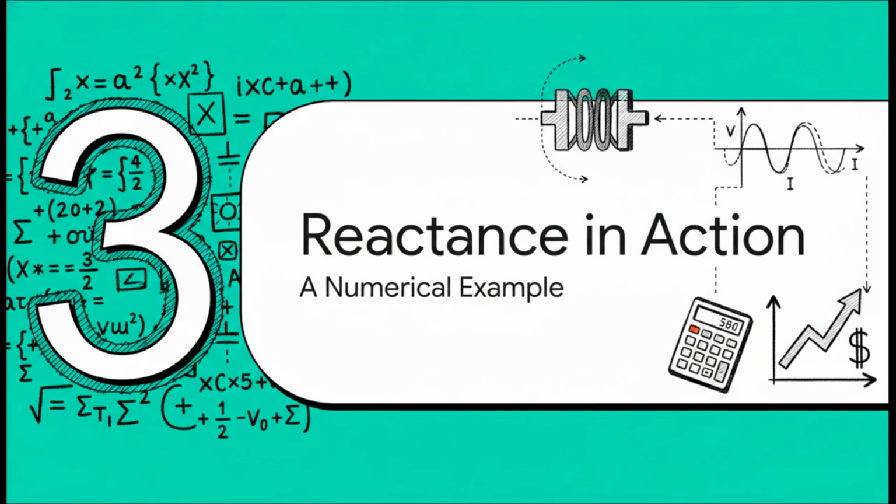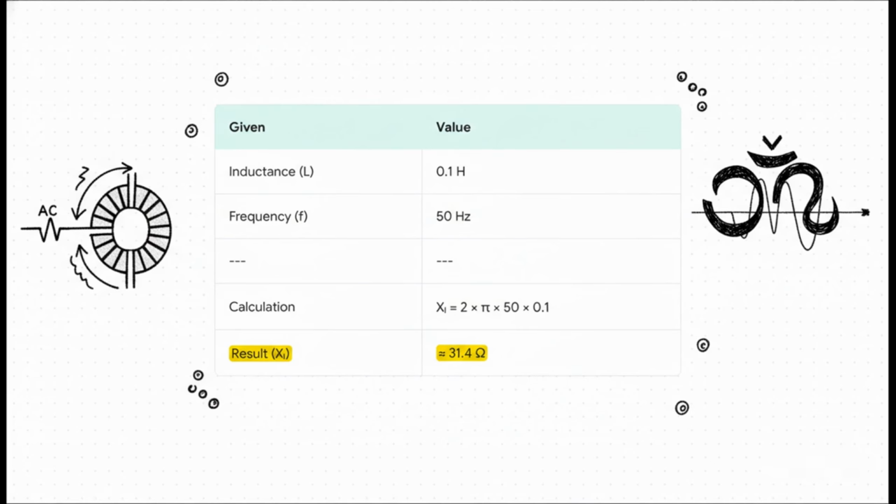Theory is great, but let's make this more concrete. We can run through a quick numerical example to see exactly how this formula works in practice. So, let's imagine we have an inductor with a value of 0.1 henries, and we connect it to a standard 50 Hz AC supply. All we have to do is plug those numbers into the formula XL equals 2 times pi times 50 Hz times 0.1 henries. You run that calculation, and the answer you get is about 31.4 ohms. That's the specific amount of opposition that this inductor will provide to that specific AC signal.